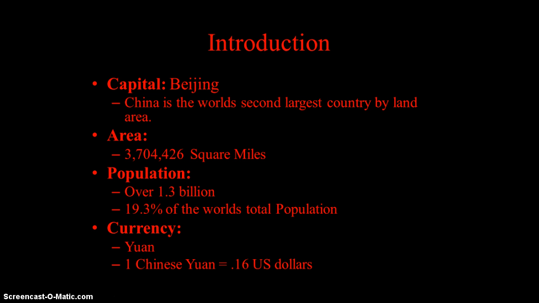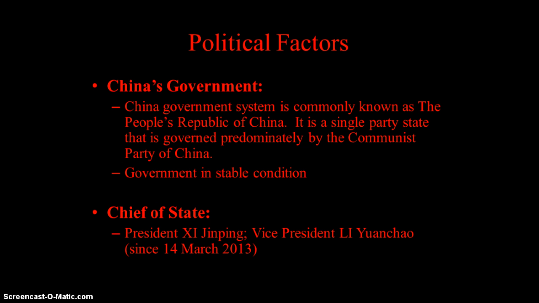China's currency is the yuan. One Chinese yuan is equal to 0.16 US dollars. So basically about 5.5 US dollars will equal one Chinese yuan.